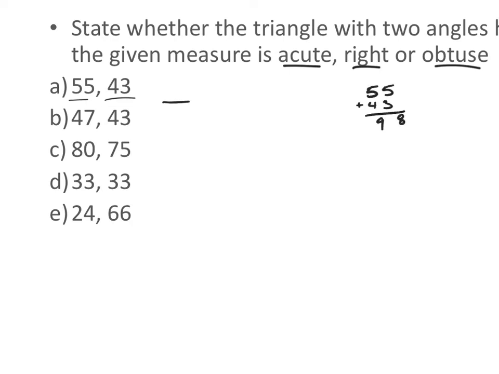How many degrees in total are there in every triangle in the world? 180. So you've already counted for 98 of them. So what should I do with that 98? Subtract it. What does that leave me with? I heard three different answers: 62, 72, and 82. Wait, it's 82. Let's take a minute. Just check your subtraction.